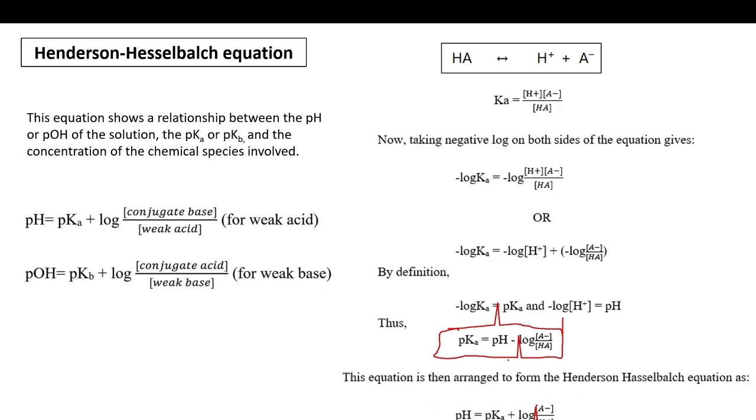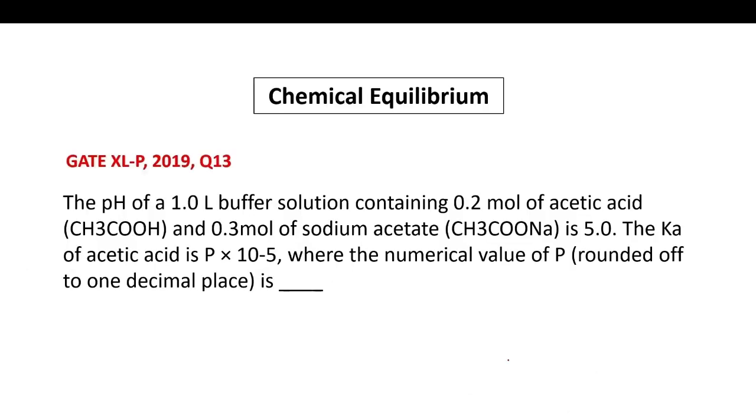Now, with this knowledge, let us look at the question again. The question gives the volume of the buffer as 1 liter, and the concentration of the acetic acid is given in moles, but since it is in 1 liter of buffer, you can consider it as molar. So 0.2 molar acetic acid and 0.3 molar sodium acetate, and the pH of your buffer is given as 5.0. Now what you need to calculate is this Ka value, where you require this P.